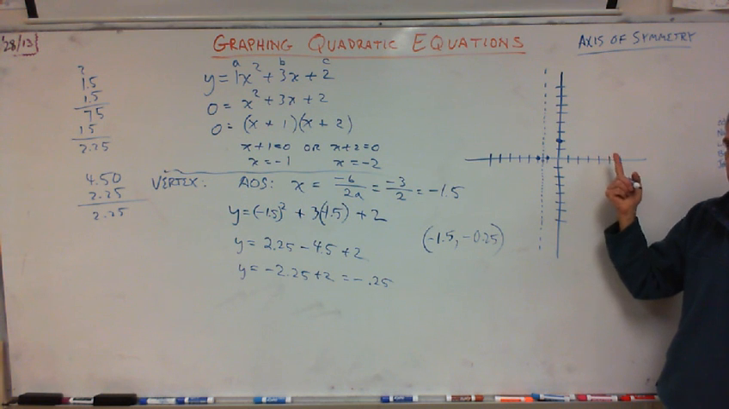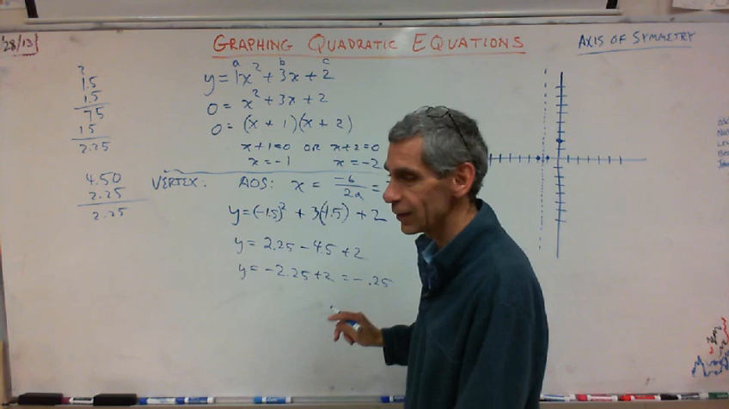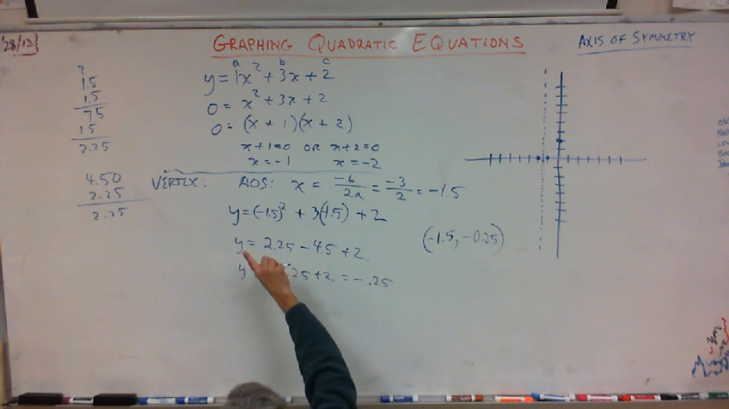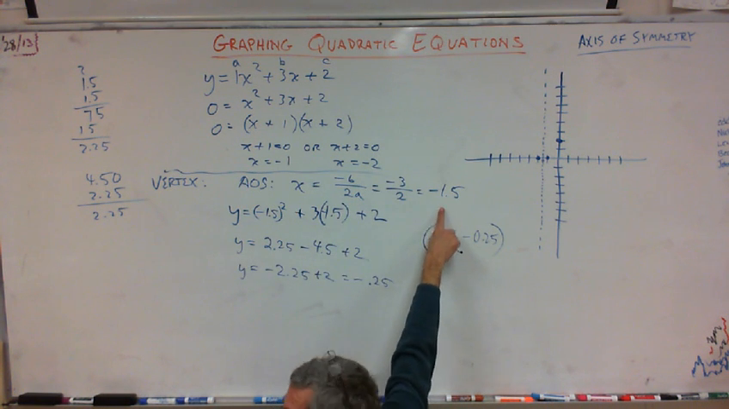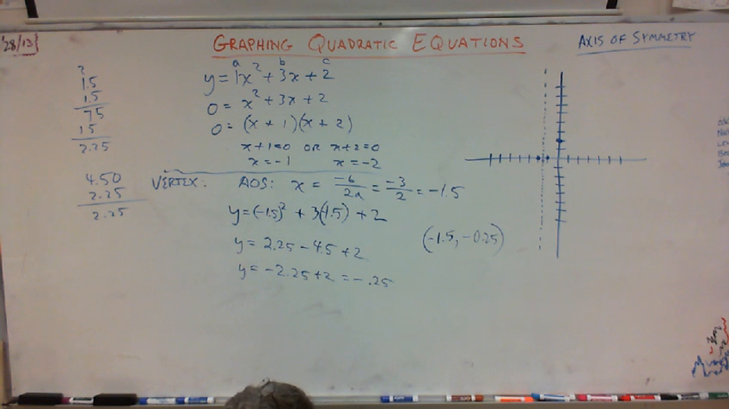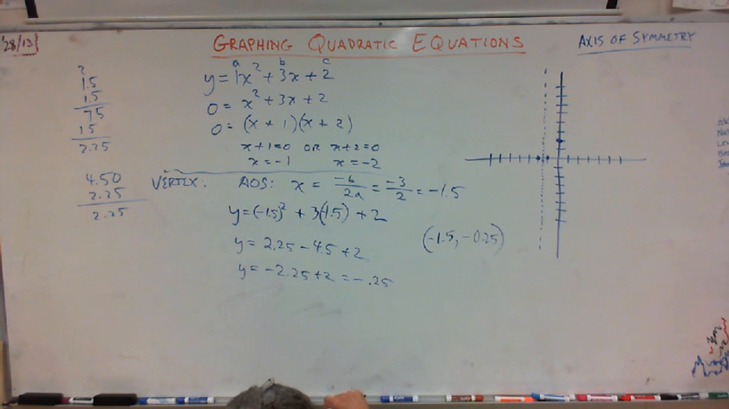We couldn't really see while you were doing that. Oh, I'm sorry. Let me explain what I did. So we figured out the axis of symmetry was x is equal to negative 1.5, right? That's my x. So that's why I drew my axis of symmetry at negative 1.5.